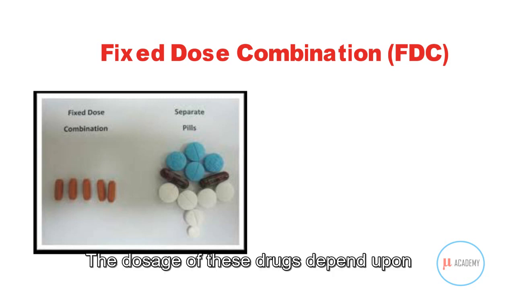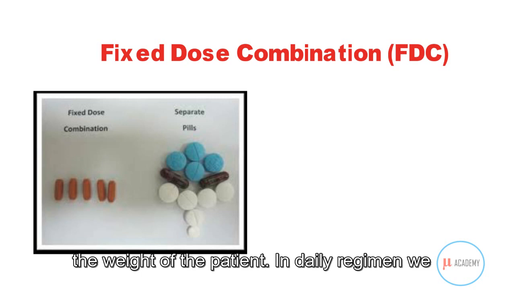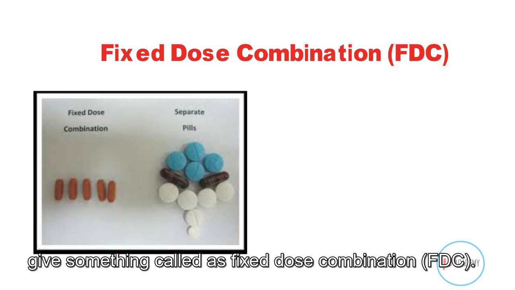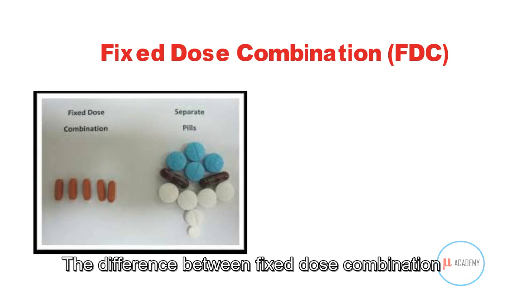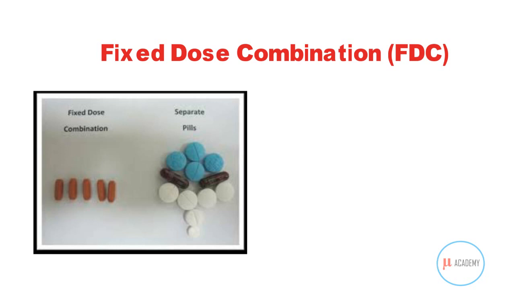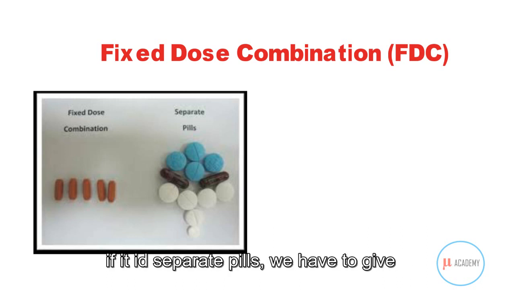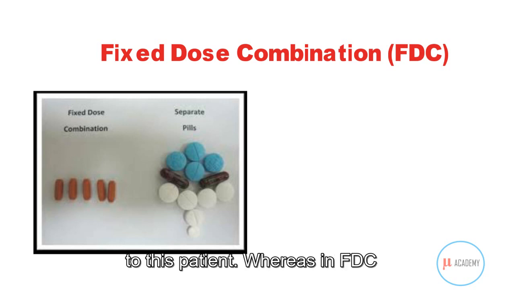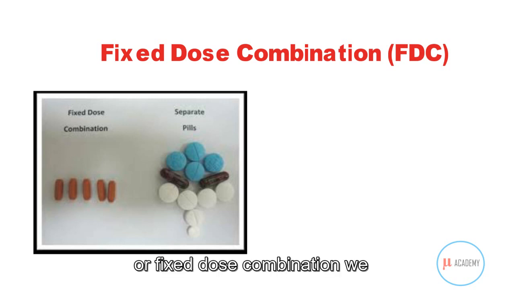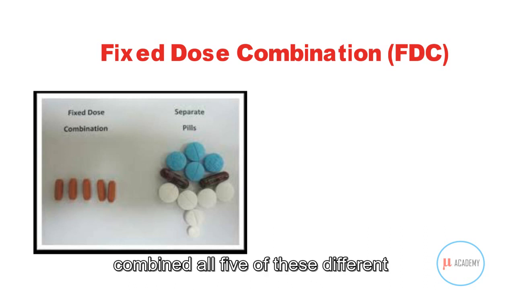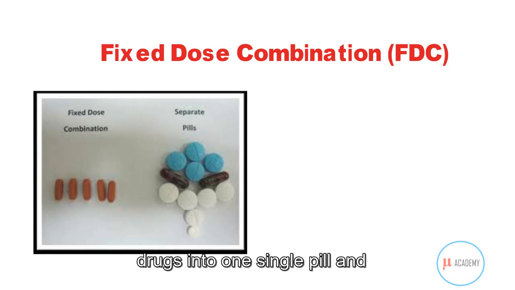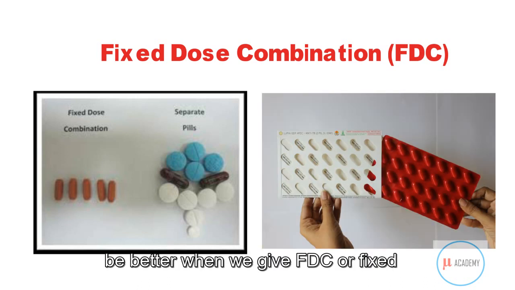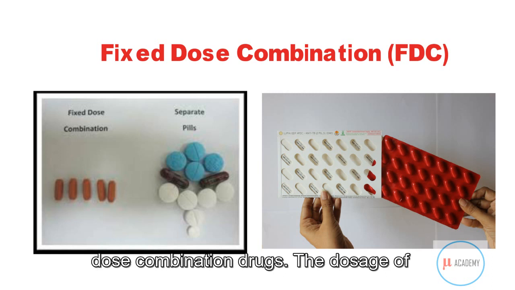The dosage of these drugs depends upon the weight of the patient. Here in the daily regimen we give something called a fixed dose combination. The difference between fixed dose combination and separate pills is that as we are giving here a cocktail of drugs, that is 4 or 5 drugs together, if it is separate pills we had to give 5 different tablets on a daily basis to this patient, whereas in fixed dose combination we combine all 5 of these different drugs together into one single pill and give that to this patient. So the compliance of taking the pills will be better when we give FDC or fixed dose combination drugs.